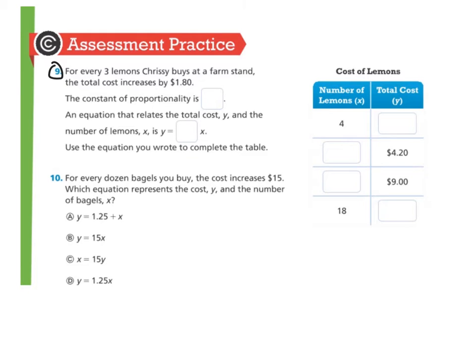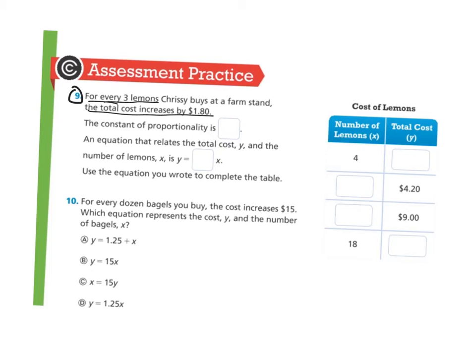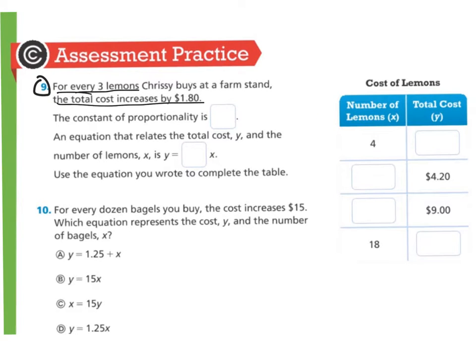Number 9, for every 3 lemons Chrissy buys, the total cost increases by $1.80. So they want us to find the constant of proportionality. If you'll notice here, they've given us what's going to be the y and x. Usually if money's involved, money is our y. We want to find the price per something, in this case the price per lemon. So $1.80 divided by 3 would be 60 cents.